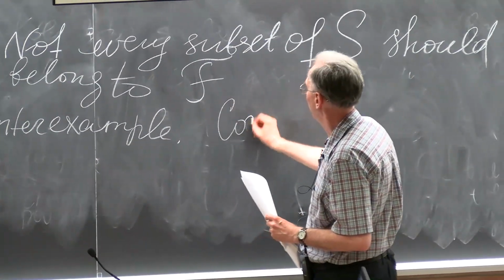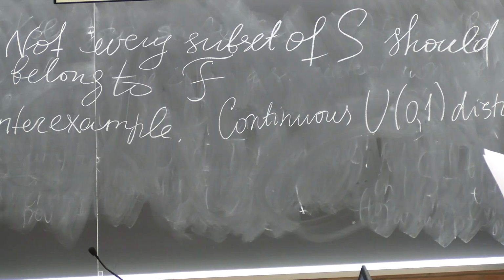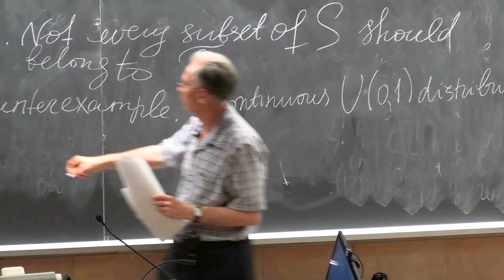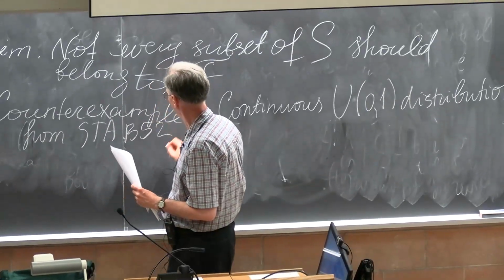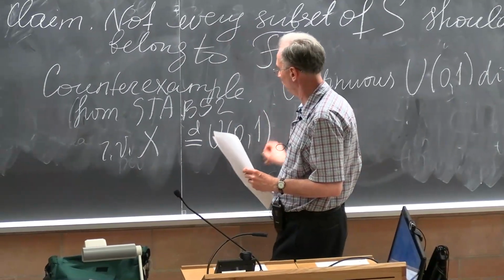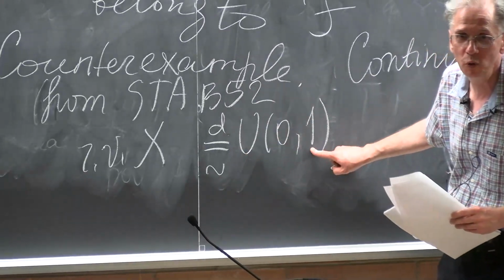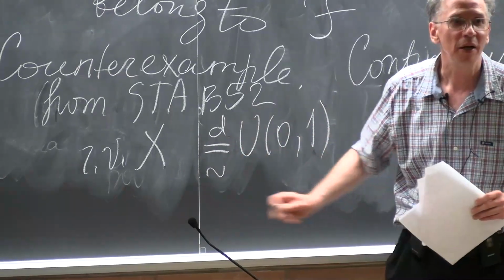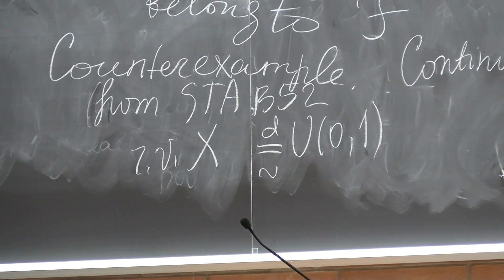And the counterexample is the continuous uniform 0-1 distribution, which you learned in B52. Yeah? So we say that random variable x is uniform 0-1, using the tilde, meaning that random variable x has distribution uniform 0-1. So it's not an equation. When I write a little d on top of the equation sign, it means that the distributions of two random variables are the same. It's different from saying that the random variables are the same.